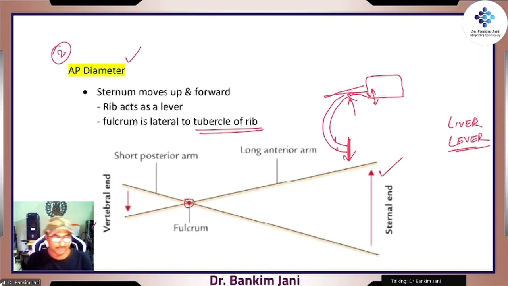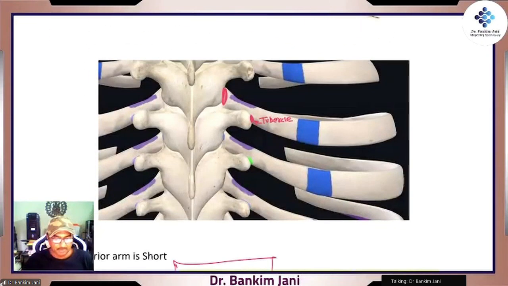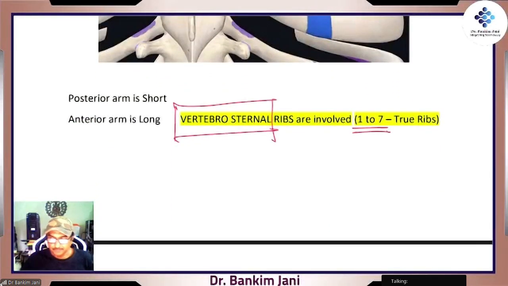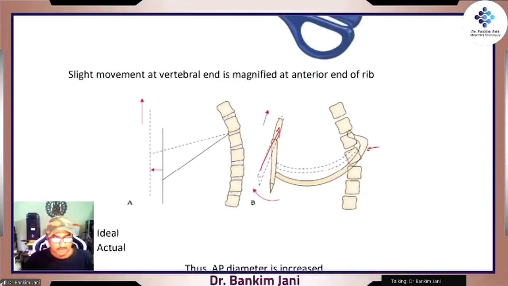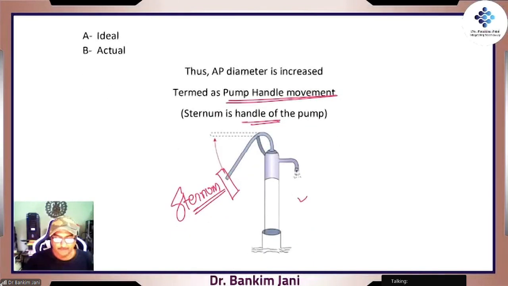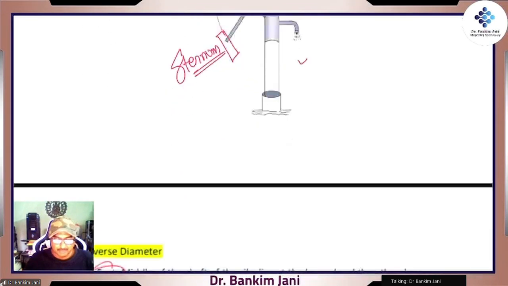Anyway, pay attention. This is the AP diameter. AP diameter means anteroposterior diameter, anterior to posterior. That is when the ribs move up like this. That is called the pump handle movement. The vertebrae are fixed, only the anterior end goes up, so the AP diameter is increased. Vertebrosternal ribs are involved, 1 to 7 true ribs. So AP diameter increase, pump handle movement.